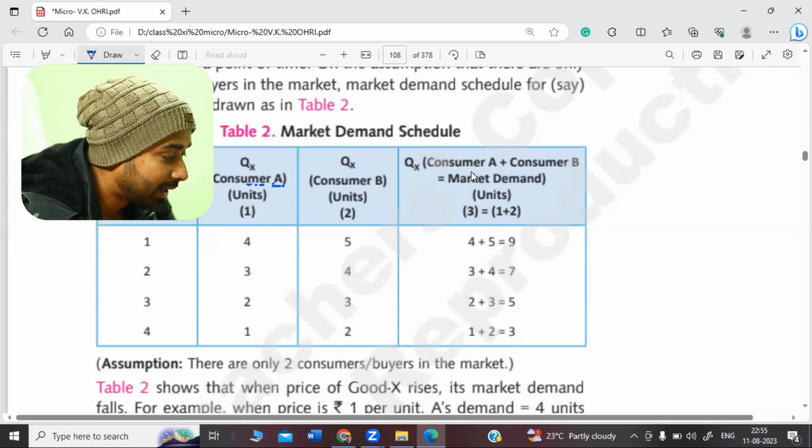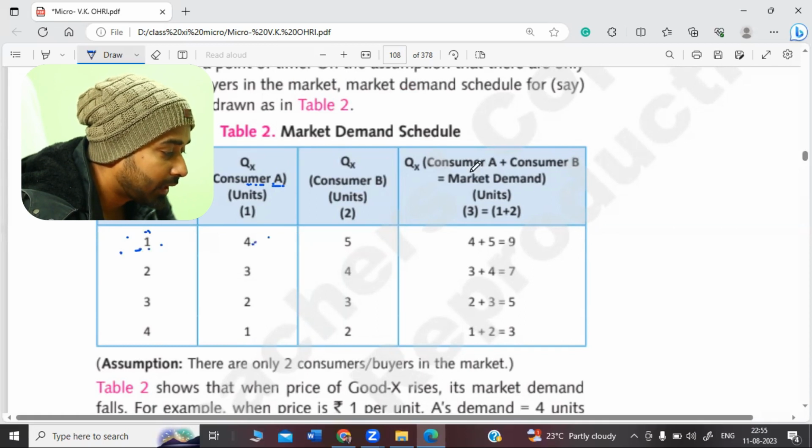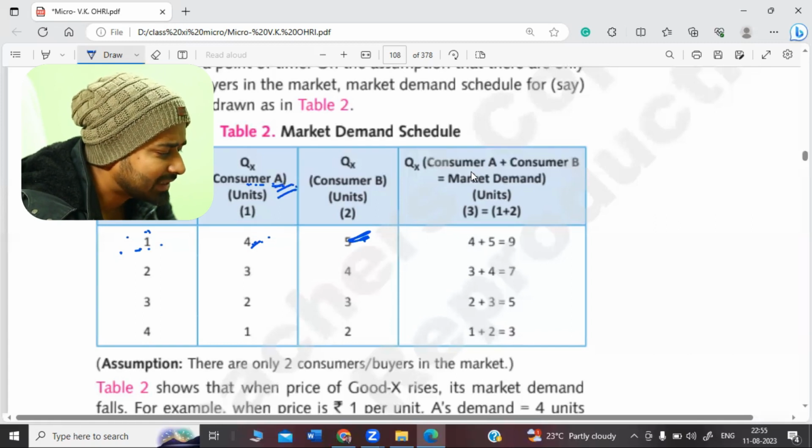So as per the price of 1, consumer A demanded, just take a look here, 4, and consumer B demanded 5. I am thinking that consumer B has a little more income than consumer A, so that's why consumer B's demand is a little more at the price of 1 than consumer A. That is not our matter; our matter is the market demand.